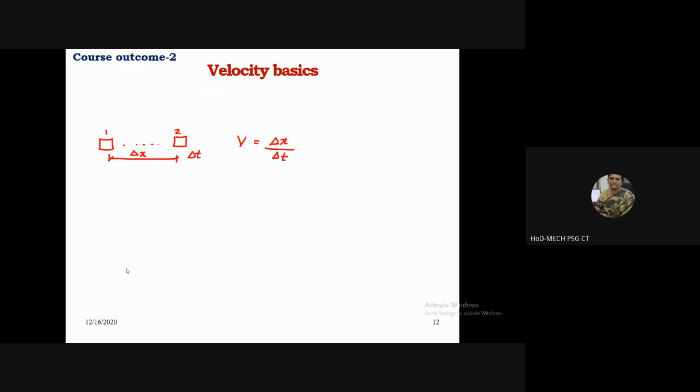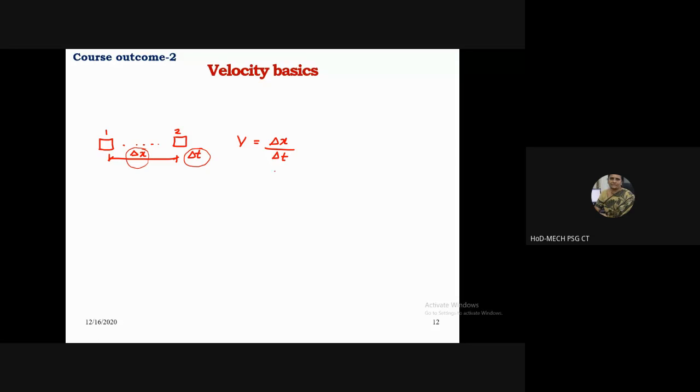Now let us move on to velocity analysis. Let's get started with some basics of velocity. The velocity is defined as the rate of change of position or rate of change of displacement. So suppose you consider a body which is initially in position 1. After a time interval of delta t, suppose it occupies position 2, displacing through a distance of delta x. Velocity is defined as delta x by delta t. This is with regard to linear motion.